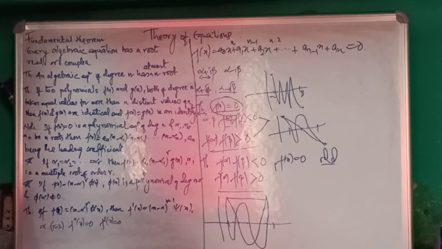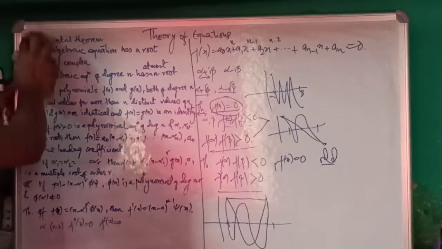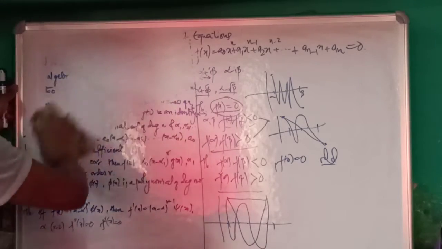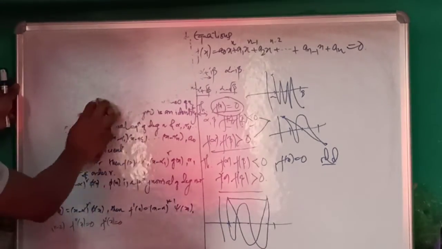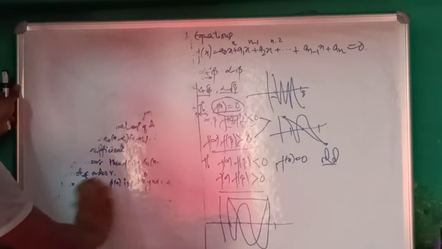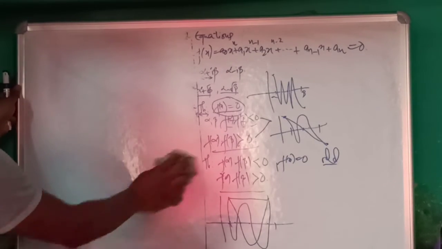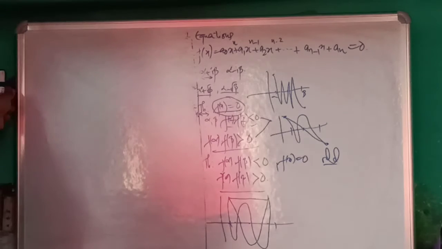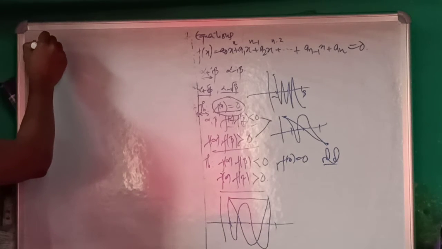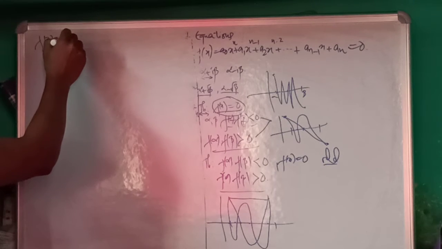Now next is Rolle's theorem. You have learned Rolle's theorem in differential calculus also. Over there, it was a different statement of Rolle's theorem; here we are going to introduce the version for algebraic equations. What does Rolle's theorem say? This is important, remember this theorem statement. Let f of x be a polynomial with real coefficients.